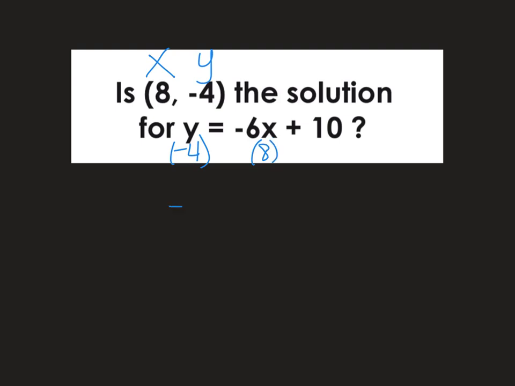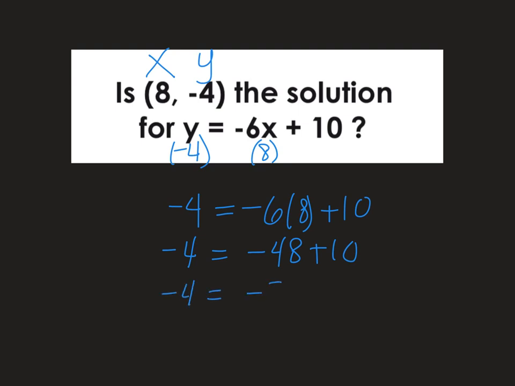So when I write this out, I have -4 equals -6 times 8 plus 10. -4 equals 6 times 8 is 48, so this will be -48 plus 10. So -4 equals -38. That's not true, so this would be not true.